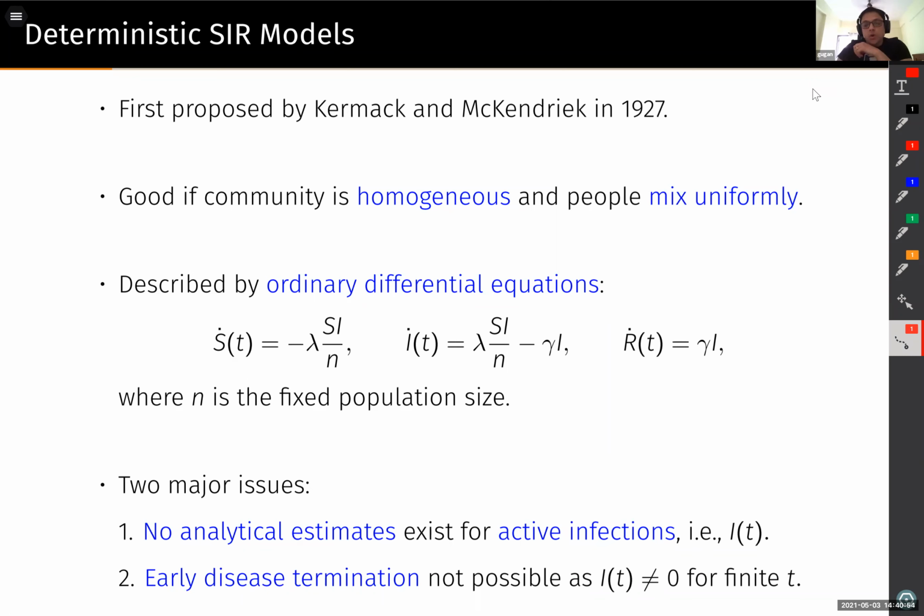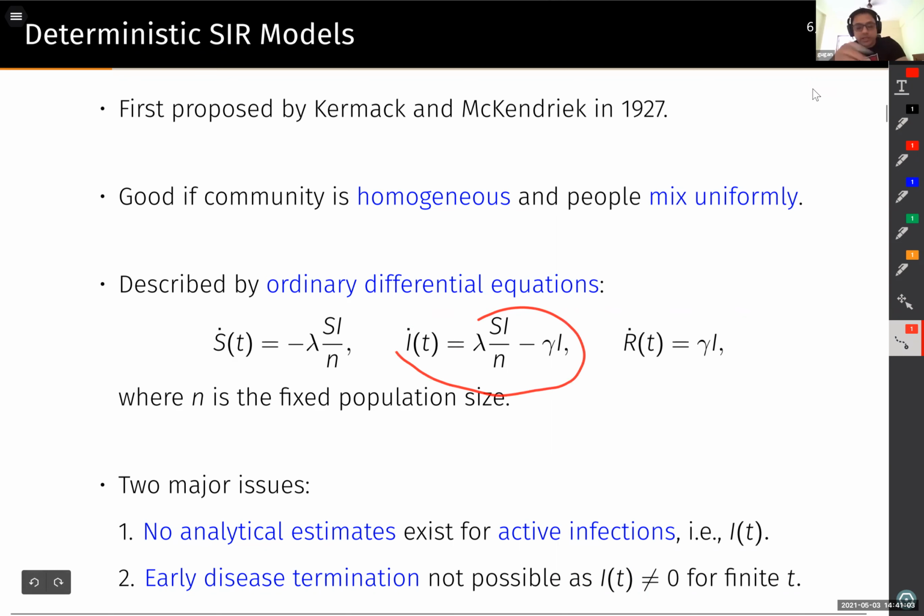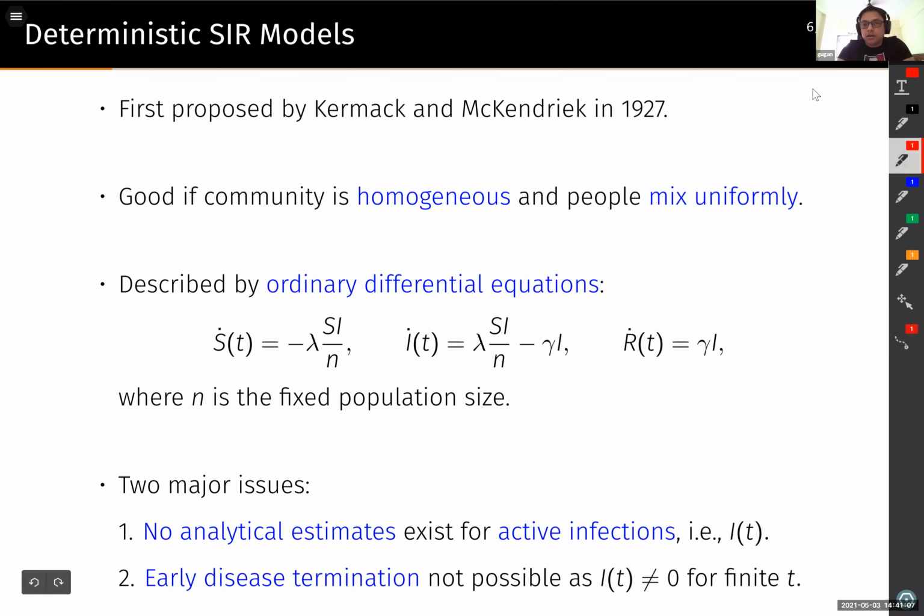So in other words, only as t tends to infinity will I of t become zero. Okay, so that is a property of differential equations, right? Like for example, if you look at the differential equation I dot of t equals, let's say, minus I of t, right? So this is not the SIR differential equation, however, this is a simplification of it.